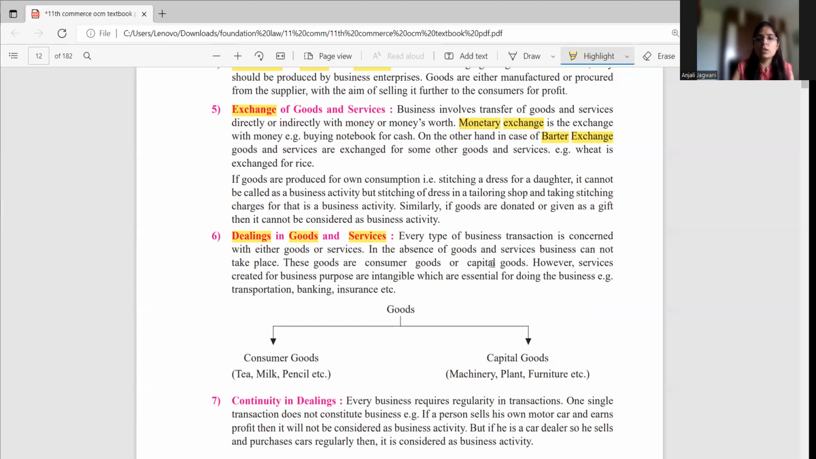So, the business has to involve dealing in goods and services. That is necessary. The goods can be consumer goods, that is day-to-day use वाले, या फिर can be capital goods which are required for long-term use, such as fixed assets. Any fixed assets are there. However, services created for business purpose are intangible, which are essential for doing the business.